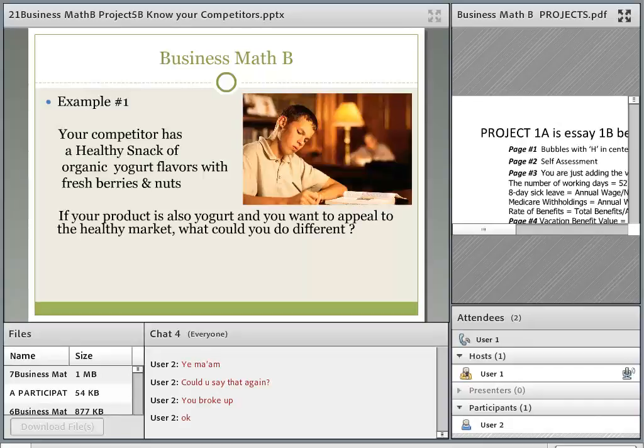Okay, so if you're going to go into this business, if you're going to have a product that's also yogurt and you want to appeal to a healthy market, what could you offer or do differently? These other places are already offering fresh fruit and nuts. They're already offering healthy yogurt and organic. So you really want to think about what you could do differently.